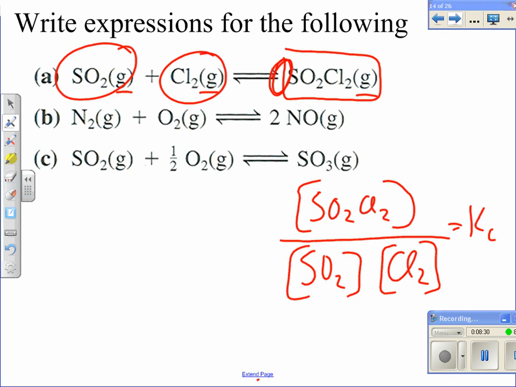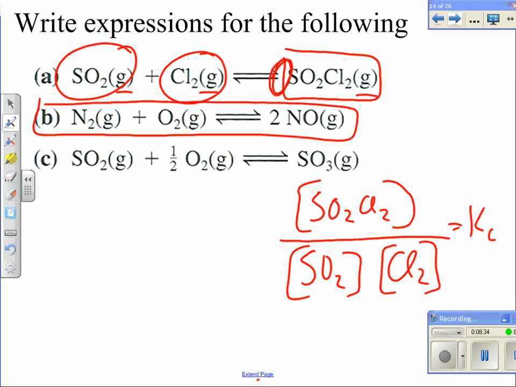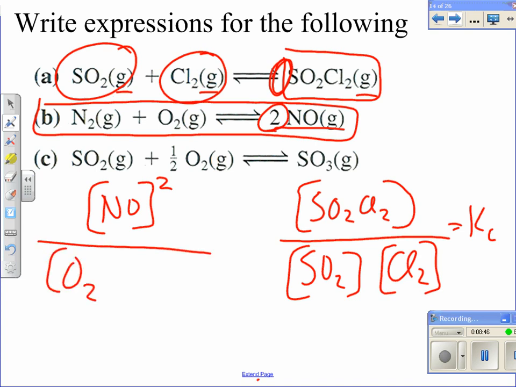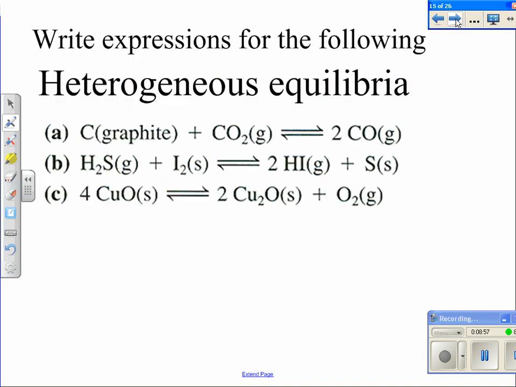If you look right here, the next one, B. I'm going to do that one. Start with products. I'm going to write NO, brackets, exponent 2. Remember, coefficients become exponents. Over concentration of oxygen, in that case the coefficient is 1, and the concentration of N2, is equal to Kc. So that's how you do homogeneous equilibria.